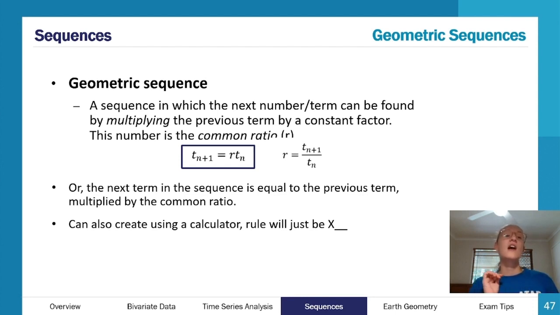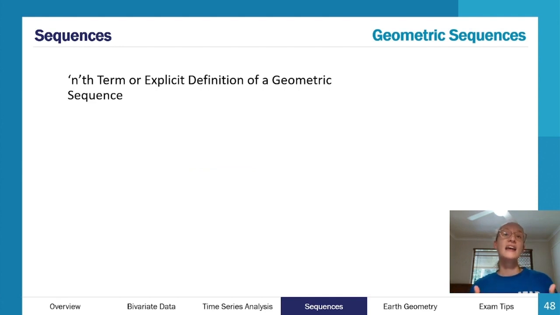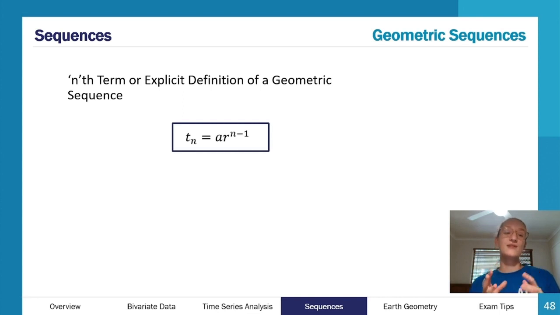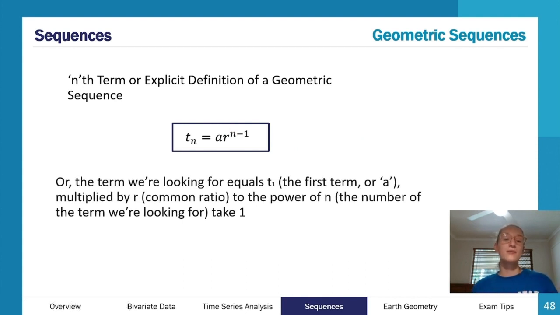What you do is, you turn your calculator on, you enter your starting number, or T1, you press enter, then you enter your rule, which will be multiplied by, and then press equals to get term 2, equals to get the next term, and it'll continue in that pattern. But that's a little bit painful, so what if we want to skip straight to a certain term number? This is where we use the nth term or the explicit definition. So Tn is equal to A, which remember is the same as T1, our starting point, multiplied by R, our common ratio, to the power of n take 1.